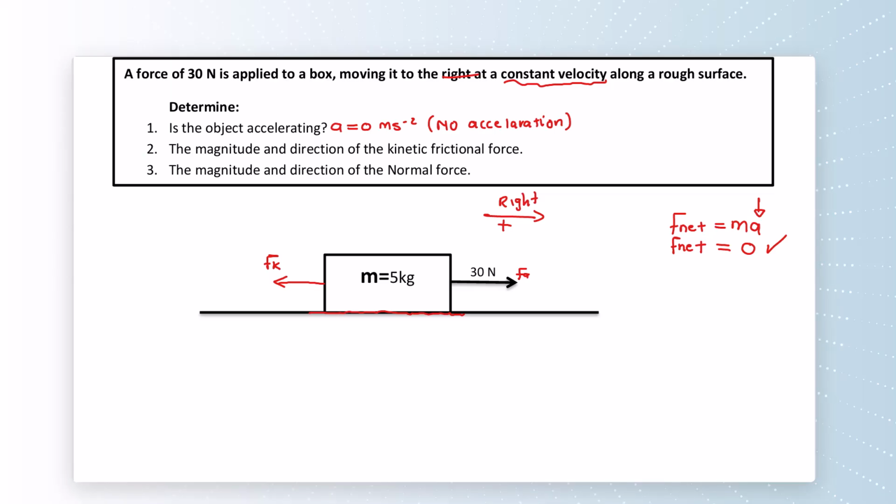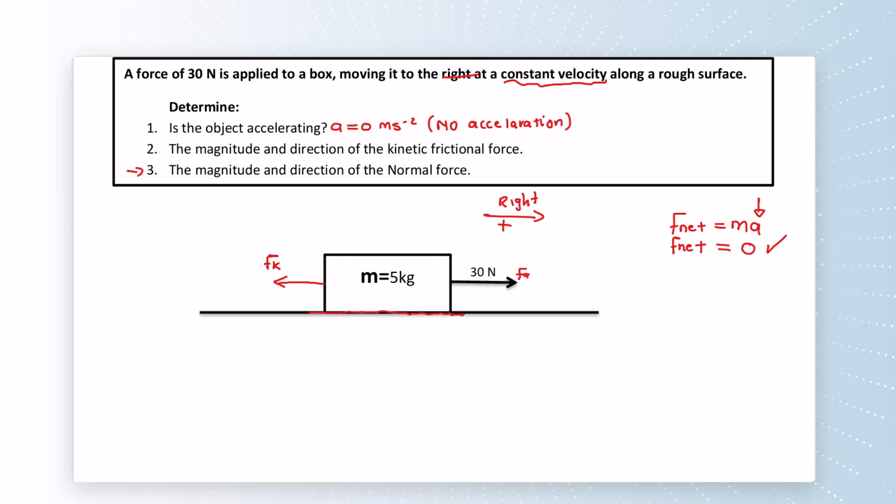Number 3, let's go determine the magnitude and direction of the normal force. Like we did in the previous question, we must go and identify where the normal force is acting. Is it horizontal? Is it vertical? Let's go and find out. Normal force. What is normal force? Normal force is a force that exists because of the plane. So it is always perpendicular to the plane.